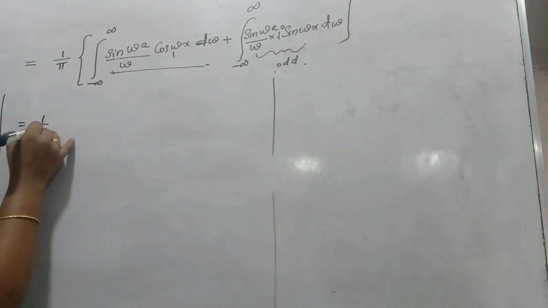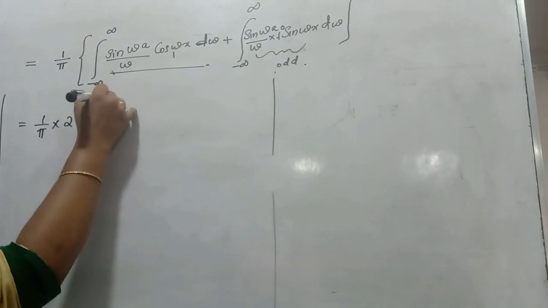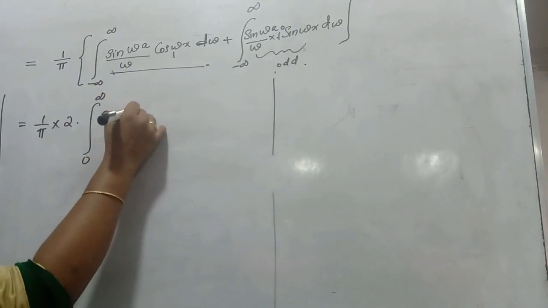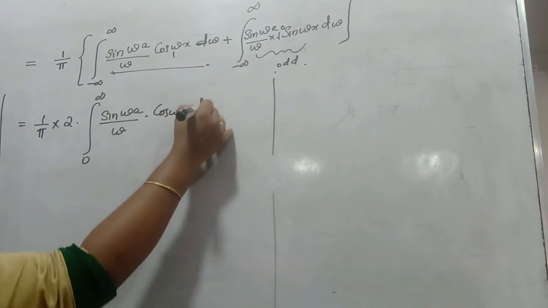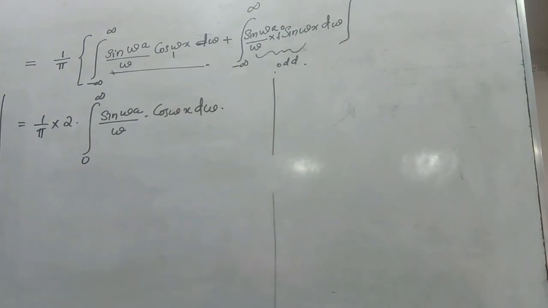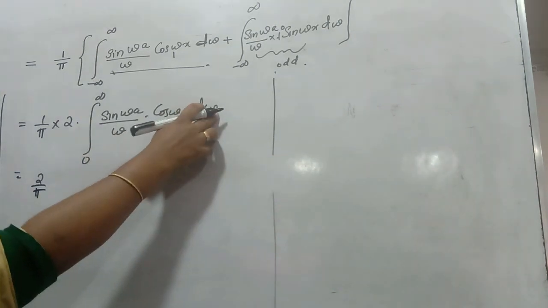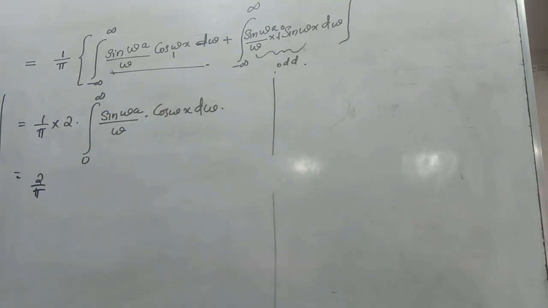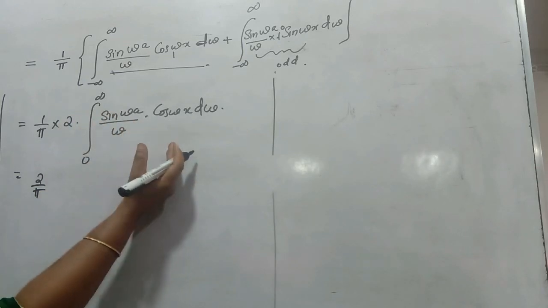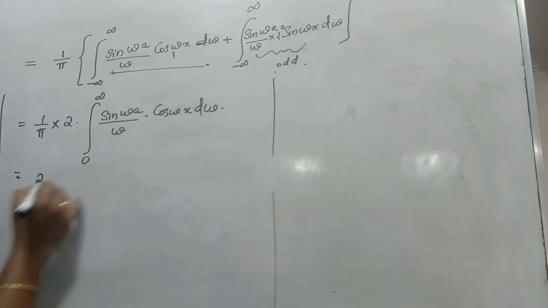So 1 by pi into 2 times the integral from 0 to infinity of sin omega a by omega into cos omega x d omega. Now, 2 by pi times the integral of this term with respect to omega, sin omega a by omega into cos omega x d omega. We are not integrating it; we need to go from this to our result. So I will arrange it and write it out.